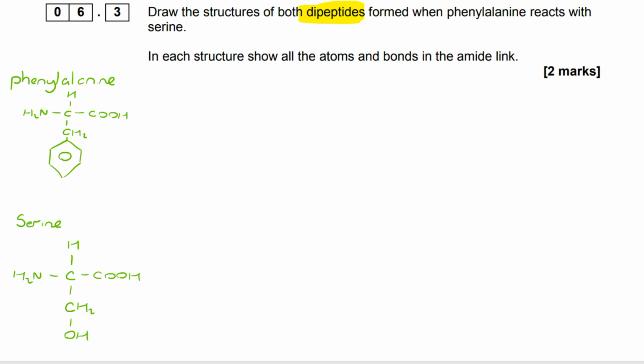We also need to remember that the peptide link is a CONH. So we know that we're losing an H from the NH2, and we know that we're losing an OH from the COOH. That's water gone, it's condensation, and we can then consider how that peptide link forms. Now there are two forms here, depending on which side the phenylalanine and the serine fall on.